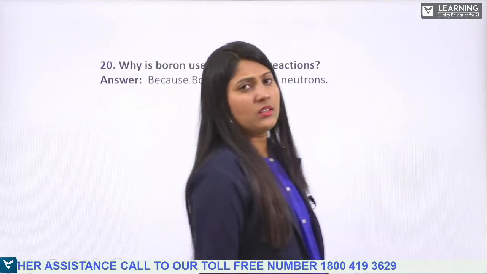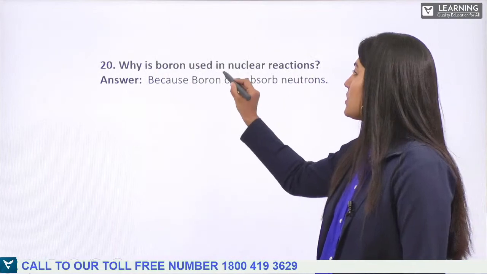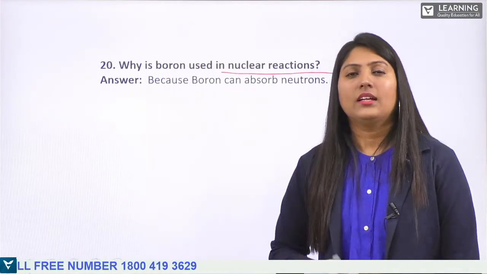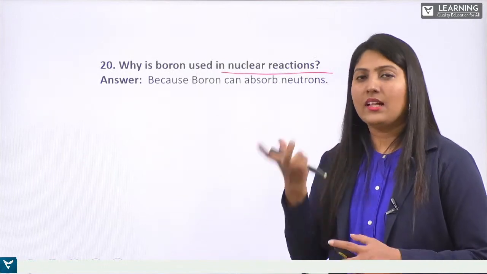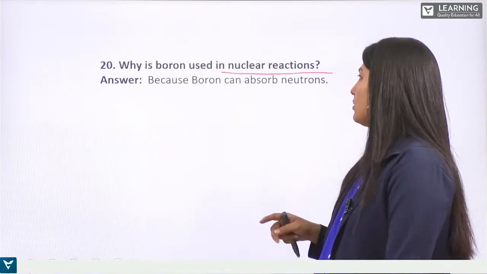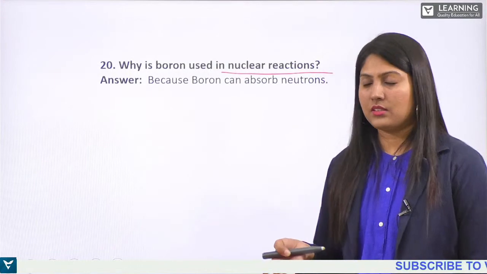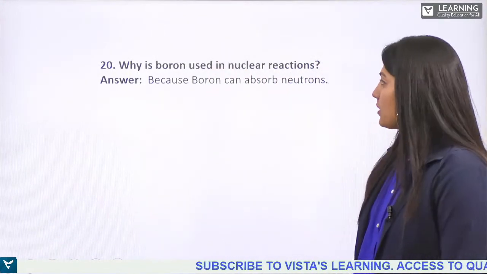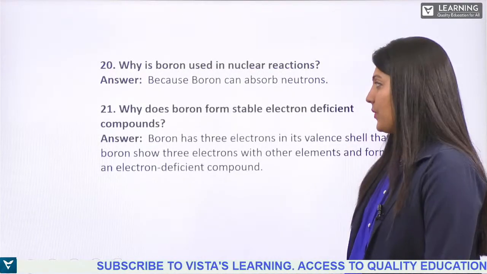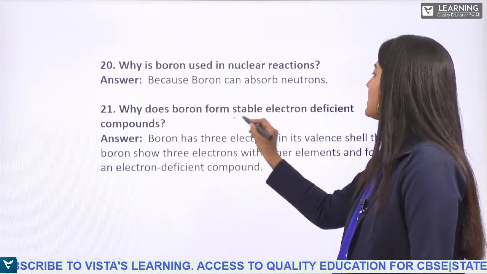Why is boron used in nuclear reactions? In nuclear reactions, neutrons will be released that can be easily absorbed by boron to stop the reaction, and that is the reason why boron is used in nuclear reactions.